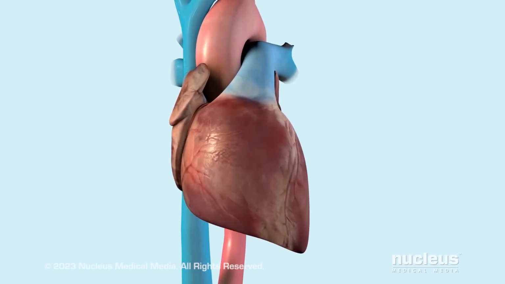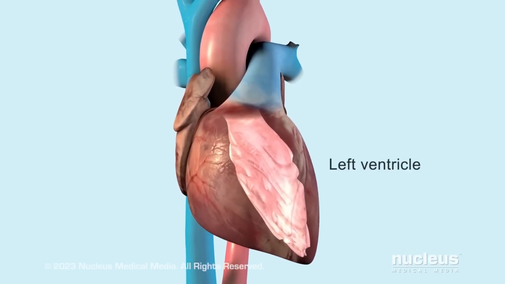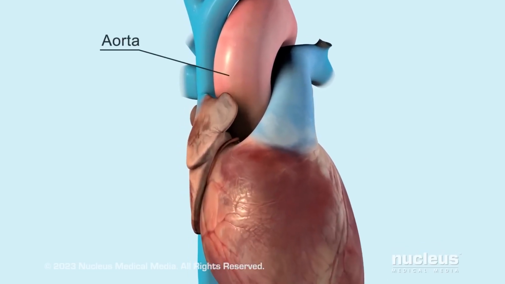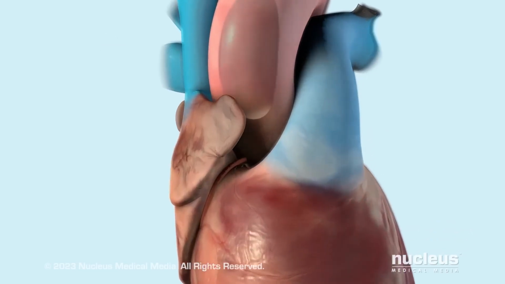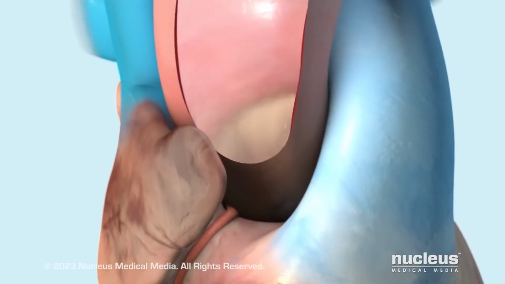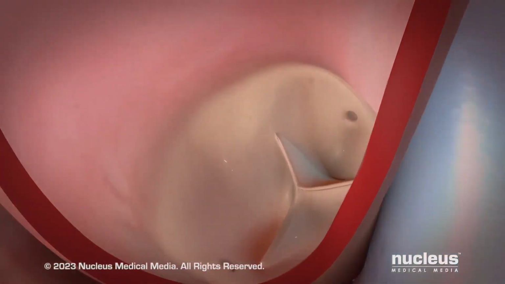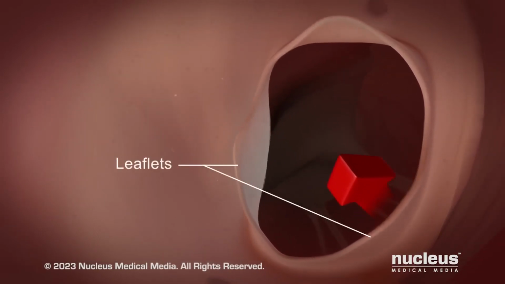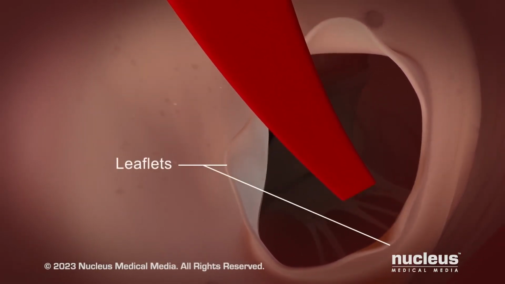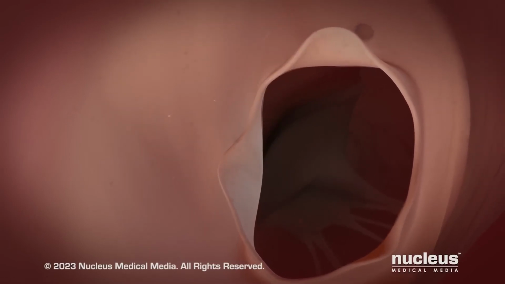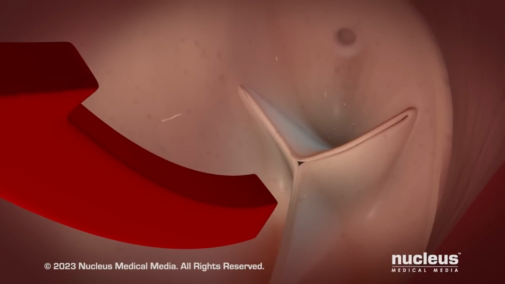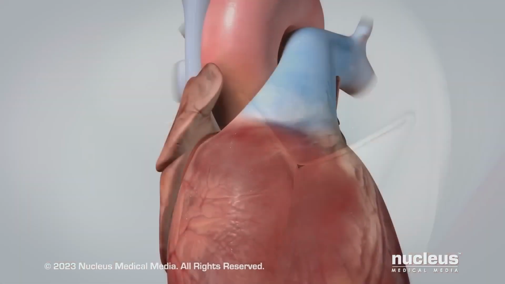It lies between your left ventricle, or lower left chamber, and the large blood vessel supplying oxygen-rich blood to your body, called the aorta. When your left ventricle contracts during each heartbeat, it pushes blood through 3 flexible cup-like leaflets that make up your aortic valve. When your left ventricle relaxes, your aortic valve closes to prevent blood from flowing back into your left ventricle.